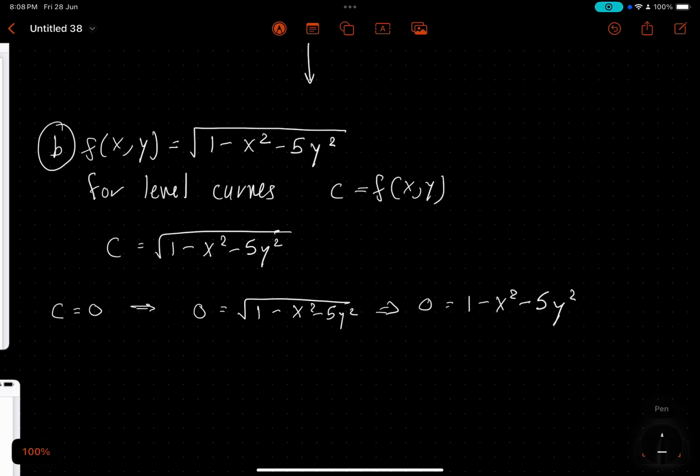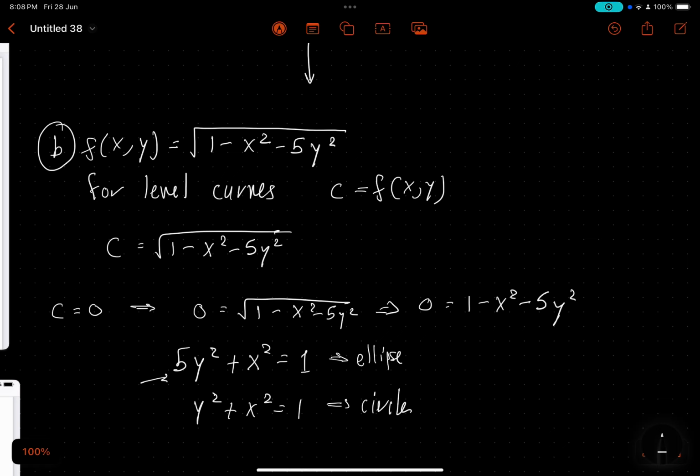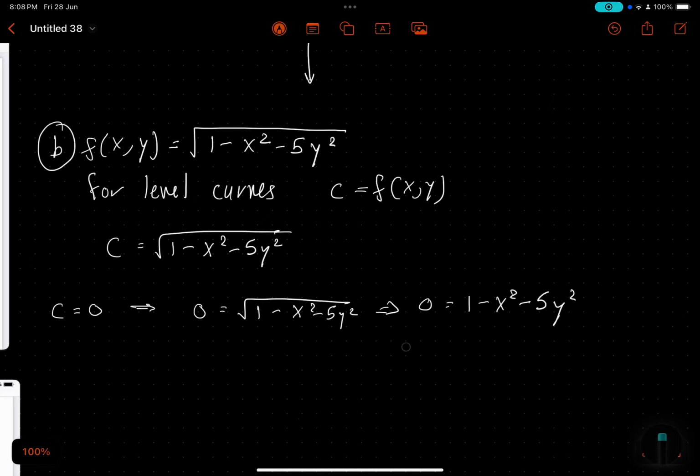And so since we have 5y squared plus x squared equals 1, if you have y squared plus x squared equals 1, this is going to be a circle. But since we have a coefficient which is 5, this is going to be an ellipse, which is not very hard to draw. So let's just leave it like that.